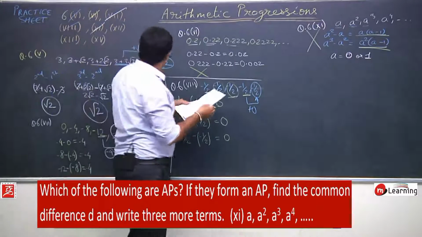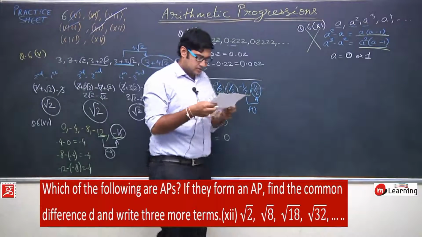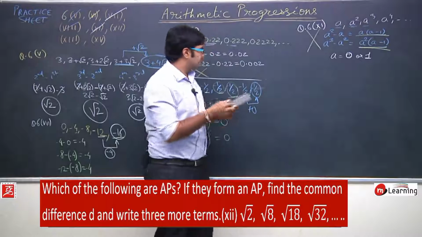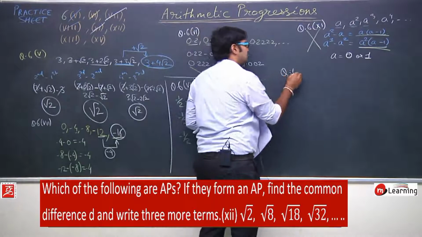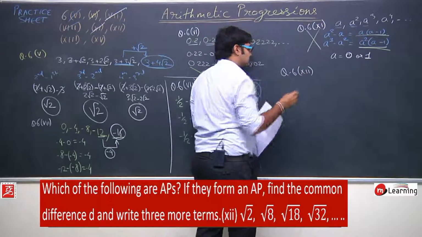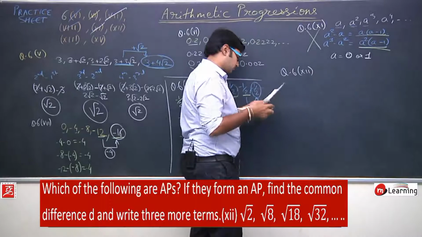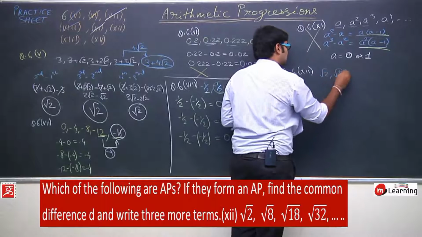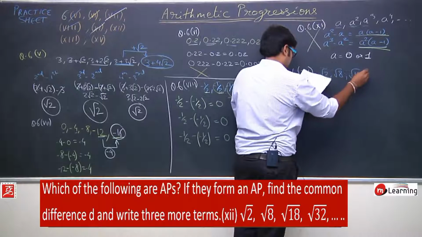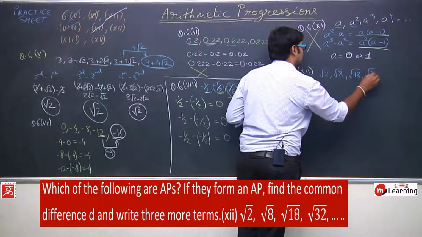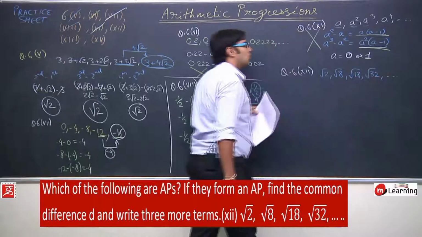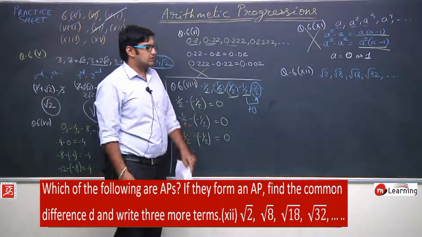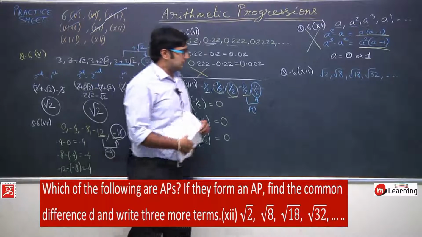Let us discuss the 12th part. The 12th part is question number 6. The 12th part of this question is root 2 comma root 8 comma root 18 comma root 32 and so on. Okay, this is the sequence given.